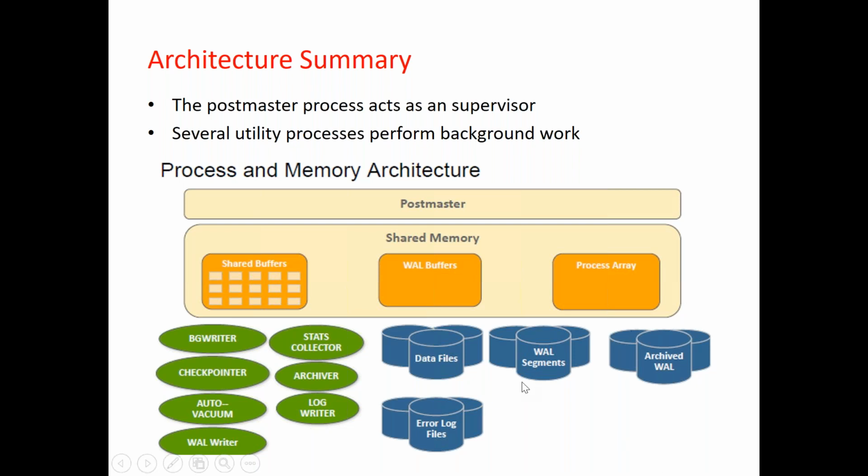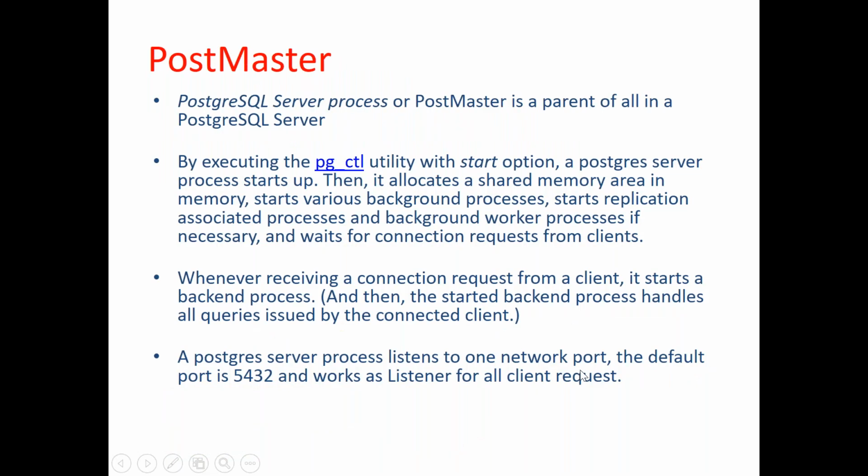So this is all about the processes of Postgres. So this is about the high level architecture for all these files, the four major files, the 6 or 7 processes, and these two buffers, WAL buffers and shared buffer, and then there's a process array. So in addition to these buffers, now we discuss this Postgres process. Let us go through the bullet points as well.